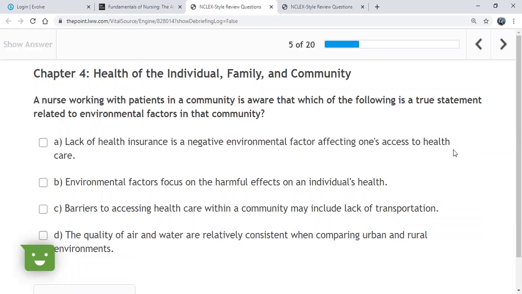A nurse working with patients in a community is aware that which of the following is a true statement related to environmental factors in that community. So lack of health insurance is a negative environmental factor affecting one's health, access to healthcare. Environmental factors focus on the harmful effects on an individual's health. Barriers to accessing healthcare within a community may include lack of transportation. The quality of air and water are relatively consistent when comparing urban and rural environments.